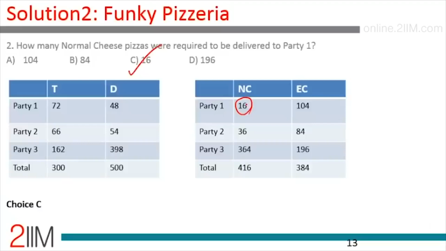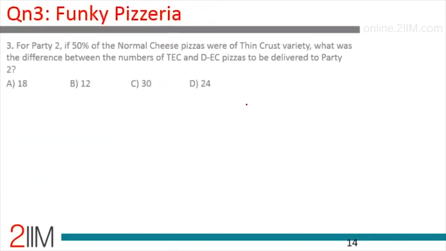Right? It gets trickier after that. One feature that we saw in almost all the DILR sets: two questions were straightforward, you got them from just filling the grid. And then for the two more, you had to do something a little bit extra. So we had to go back and push that there. So let's see what that something extra is, what this question asks for. For party 2, if 50% of the normal cheese pizzas were of thin crust variety, what is the difference between thin crust extra cheese and deep dish extra cheese?